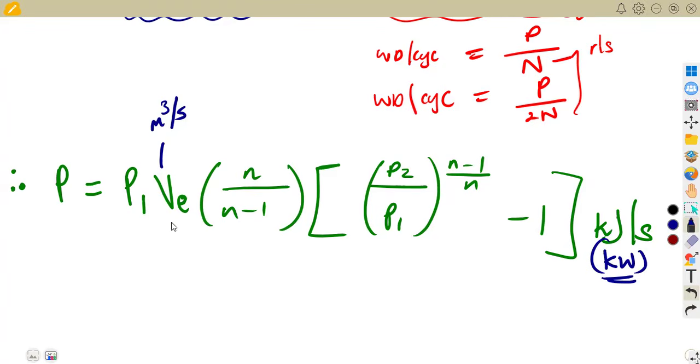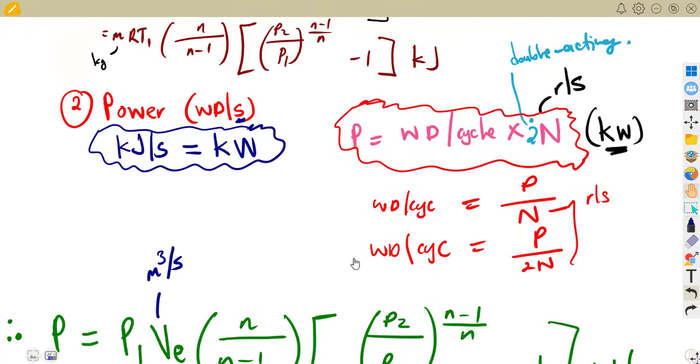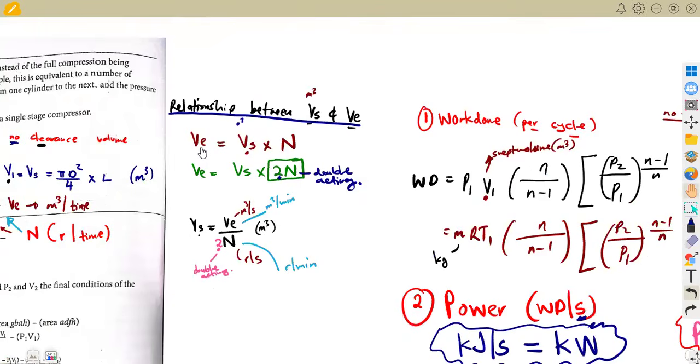And remember the relationship to find VE when given VS. VE is equal to VS times N, or VE is equal to VS times 2N for a double acting. So I can calculate VE if I am given VS, the swept volume. Sometimes they give you the effective volume straightforward. As long as it is volume per unit time, it is the effective volume.